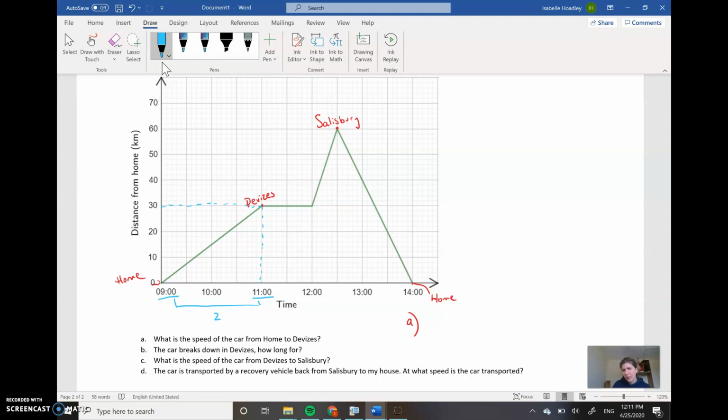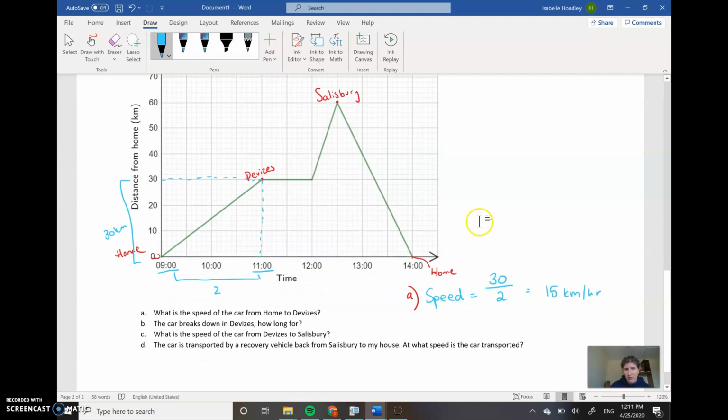And speed is always in kilometres per hour. And from home to Devizes, I've travelled a distance of 30 kilometres. So my speed from home to Devizes is 30 divided by 2. So 15 kilometres per hour, right? Extremely slow, but I do drive a Mini, so I guess that kind of makes a bit of sense. So 15 kilometers per hour.